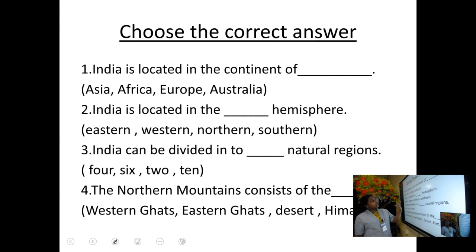Now let's do this exercise. First question, India is located in the continent of dash. The options given are Asia, Africa, Europe and Australia. So we have already studied that India is located in the continent of Asia. So Asia is the answer.